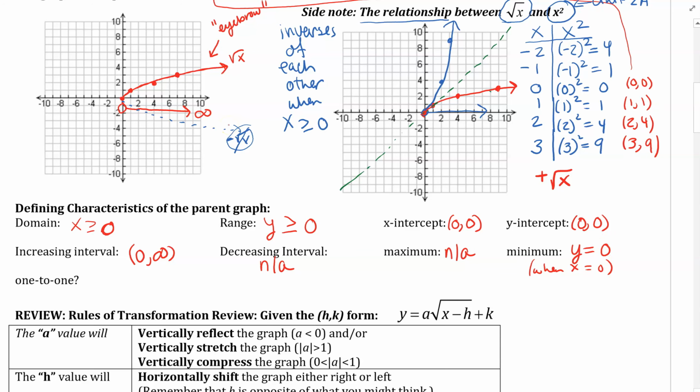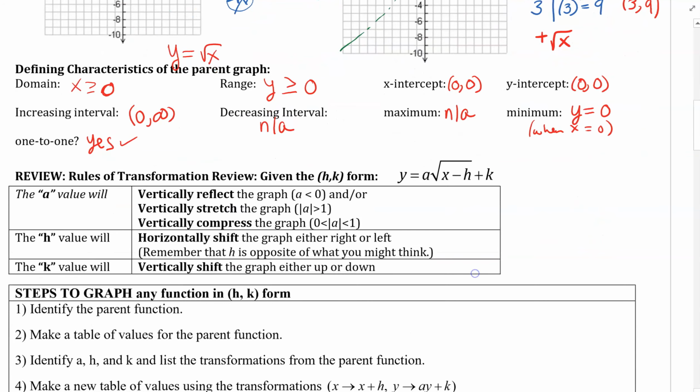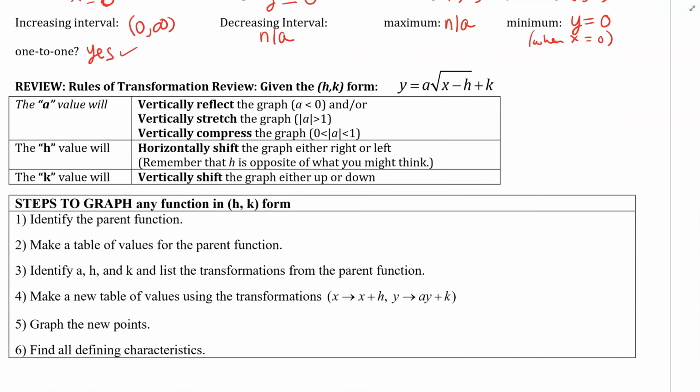And these graphs are 1-to-1 because we chopped off the bottom half, so now it passes the vertical line test, and then it was already passing the horizontal line test, so yes, it is 1-to-1. So that's the parent. That's plain y equals square root x with a equals 1 and h and k are 0. But what we're about to graph are scenarios where we may have an a value that's not 1, okay, and an h and k value that aren't 0.